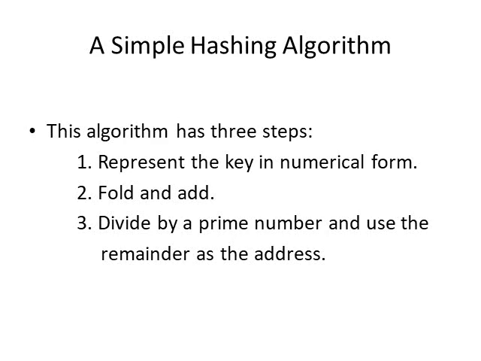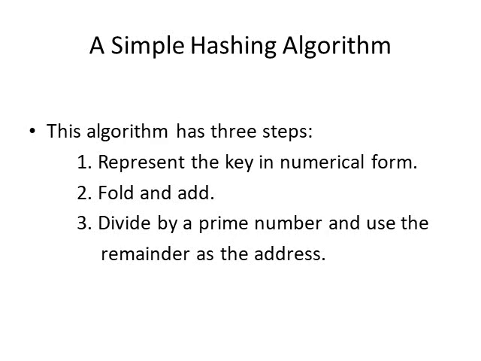Now let us see a simple hashing algorithm. I'm taking a small hashing algorithm which has 3 different steps. In this algorithm, the first step is to represent a key in numerical form. If it is already a number, then the first step can be avoided.